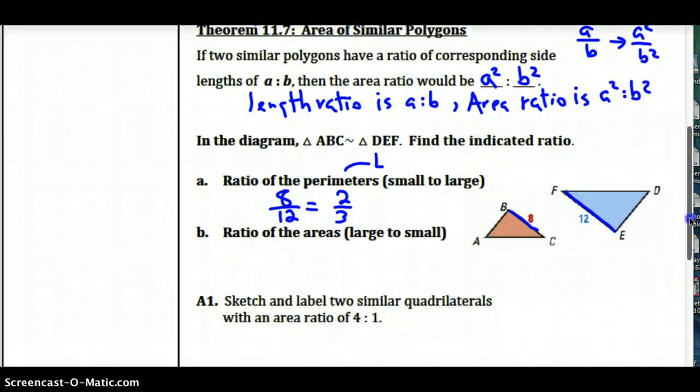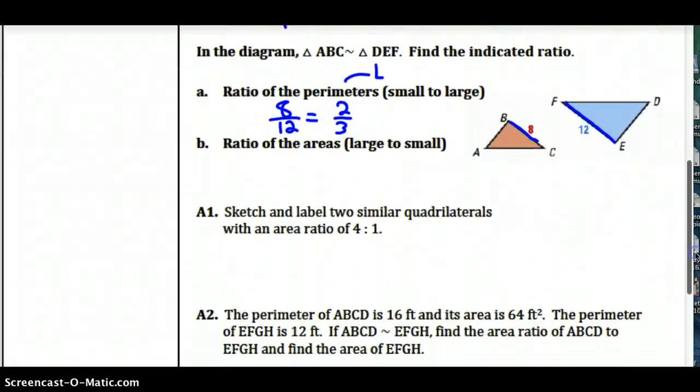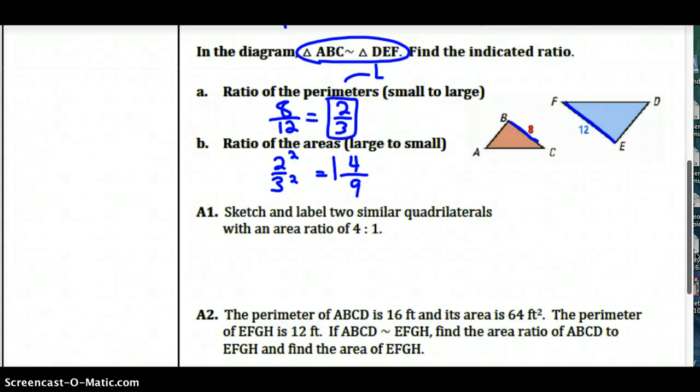Okay. Now continuing here, and again, this is all based on the fact that we have similar polygons, in this case triangles. Now the area ratio is going to be my length ratio, and I'm going to square it. So we square the numerator at the top, we square the denominator at the bottom, and we get 4 over 9. And so here are my two correct answers as far as a length ratio and an area ratio.